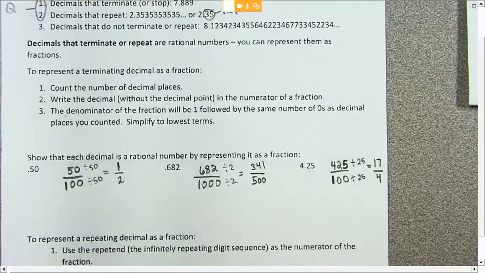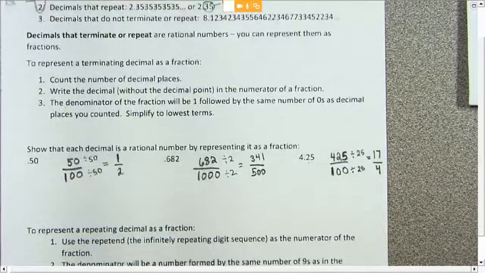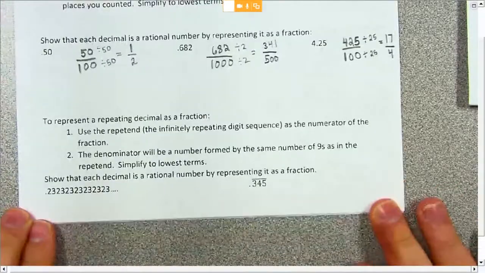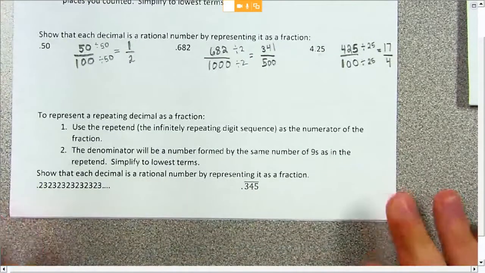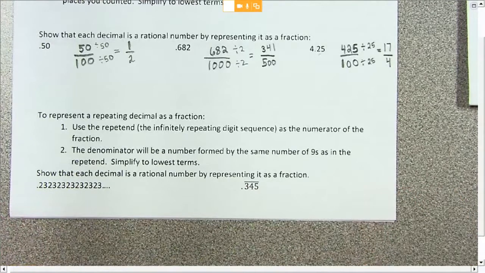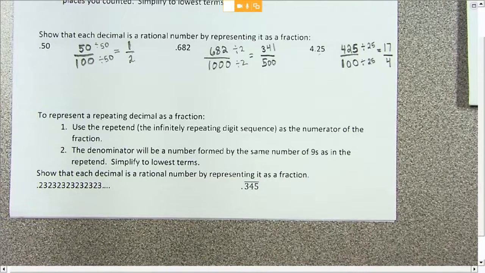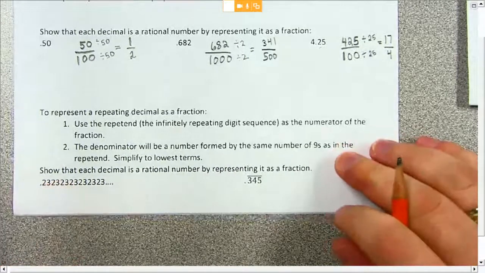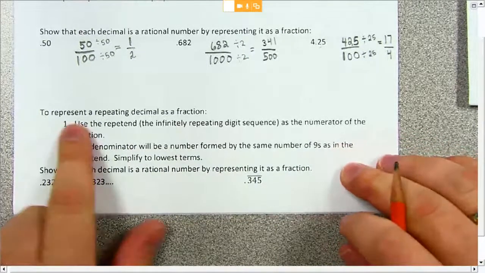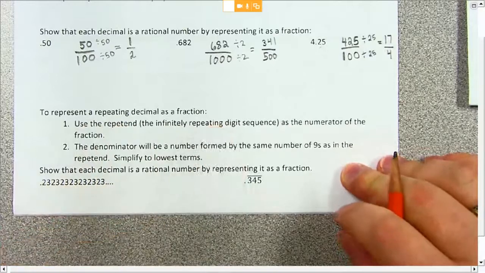All right, so those are decimals that terminate. What about decimals that repeat? These are fun, because I don't know how I know this. I think it was divine inspiration. I woke up one day knowing this rule. Honestly, I was never taught it, but I just know it. So, how do I represent a repeating decimal as a fraction?